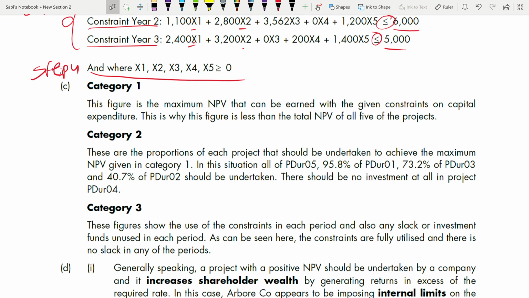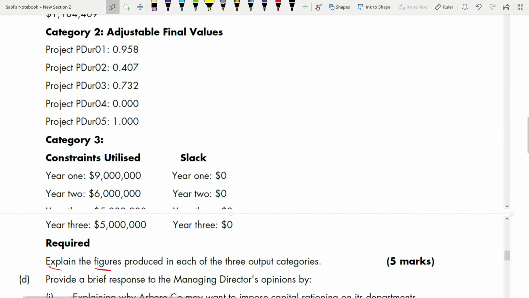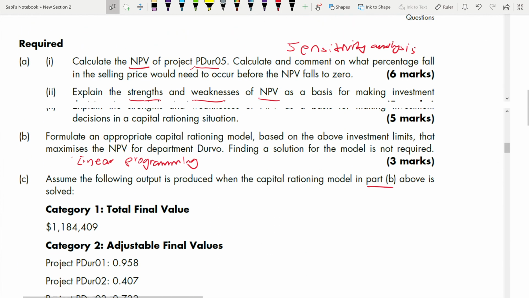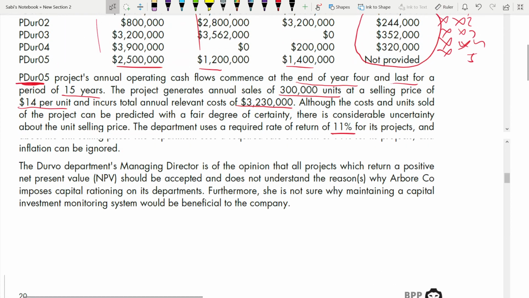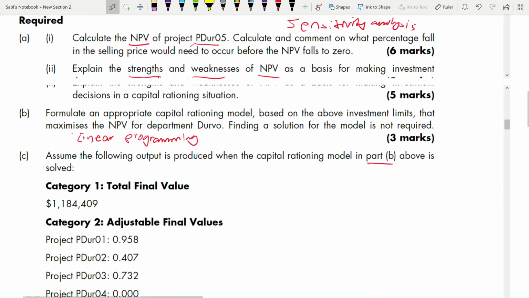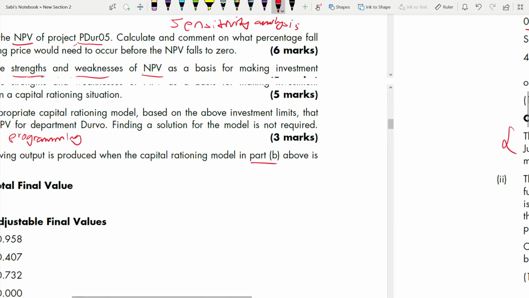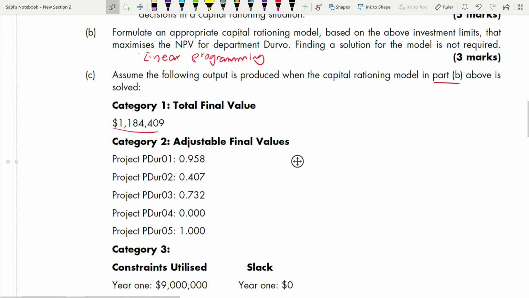This figure will be less than the total, because you cannot take all the projects because of capital rationing. Sorry, which figure? Where is the figure? This figure. It will be less than if you add all the 5 projects' net present value. Next, category 2, adjusted final value.